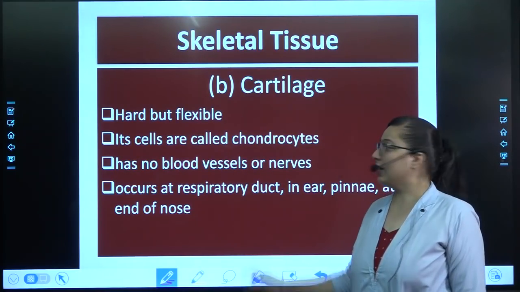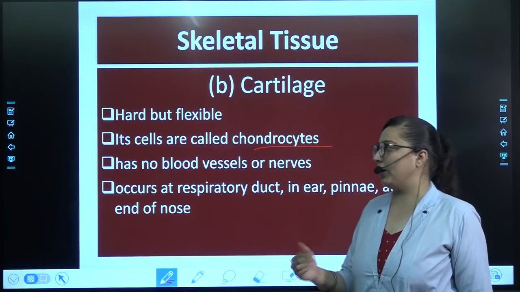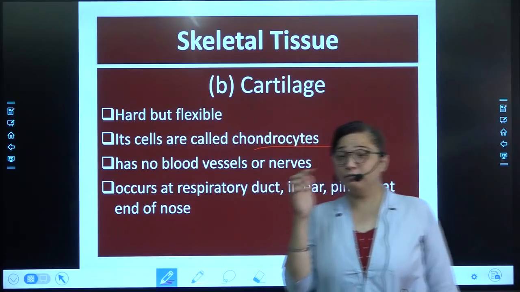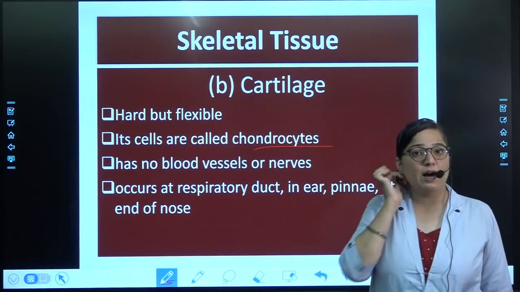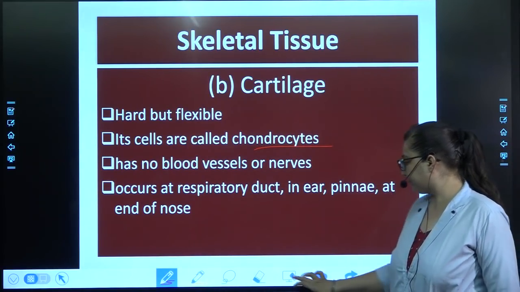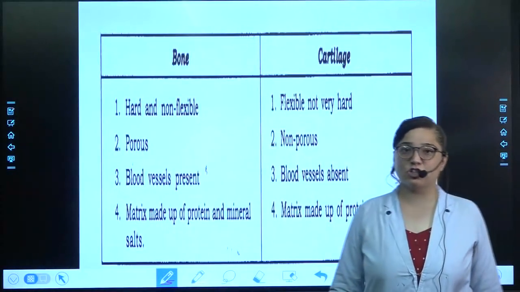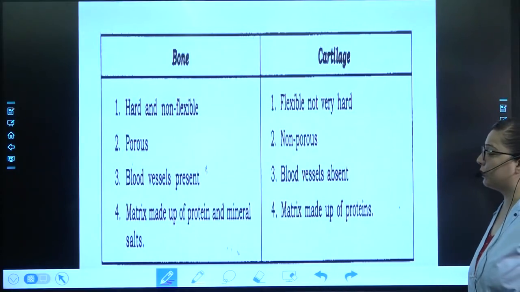What are its cells called as? Chondrocytes. They have no blood vessels or nerves. And where do they occur? At the respiratory duct, near the nose, at the end of the nose, and at the ear pinnae. Then the difference between the bone and cartilage. Read it, then we'll move further.